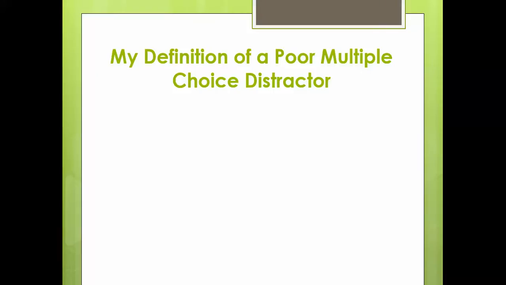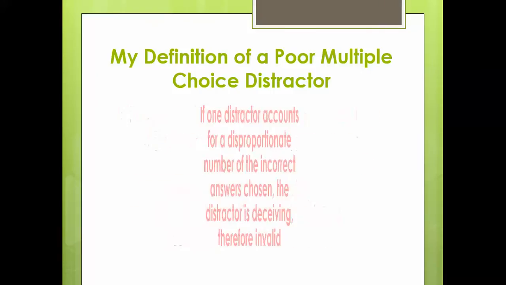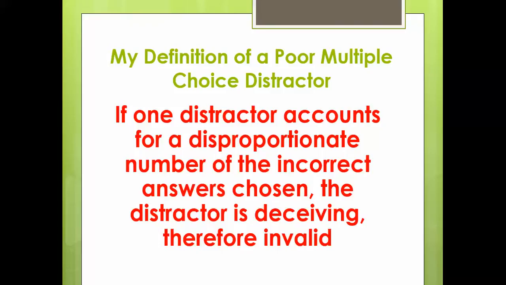So my personal definition of a poor multiple choice distractor is this. If one distractor accounts for a disproportionate number of the incorrect answers chosen, the distractor is deceiving and therefore it's invalid.